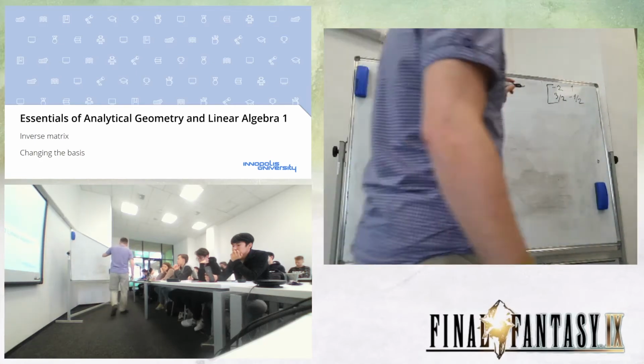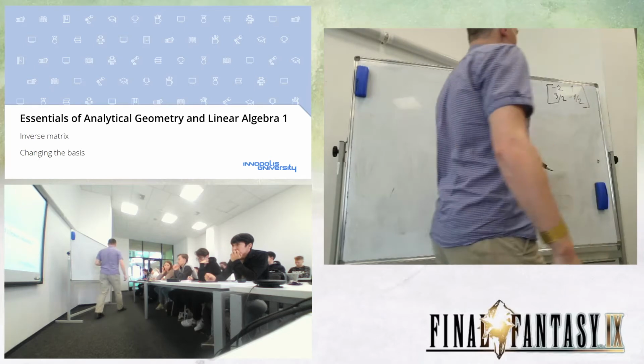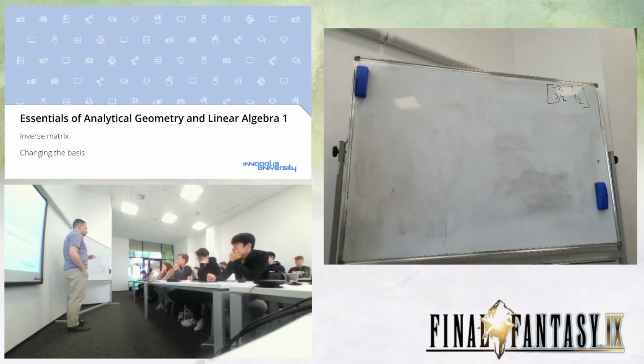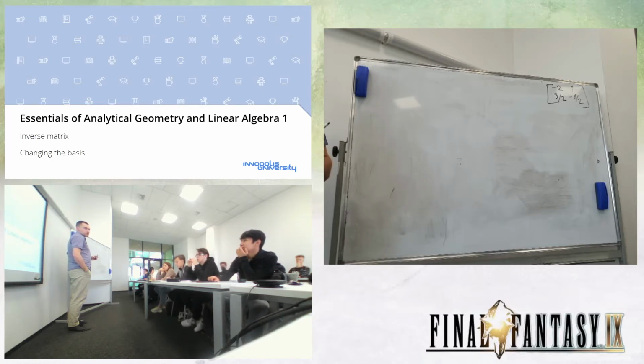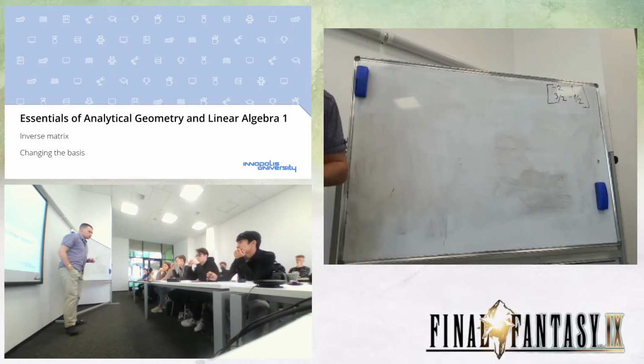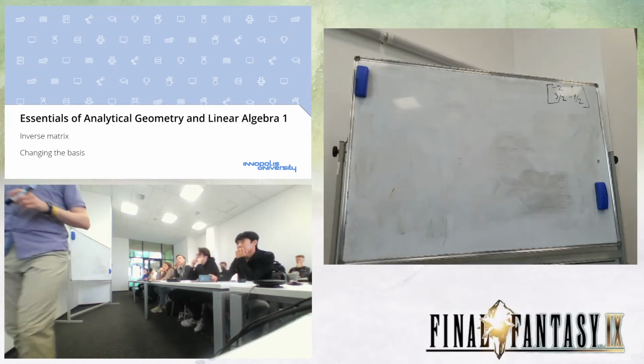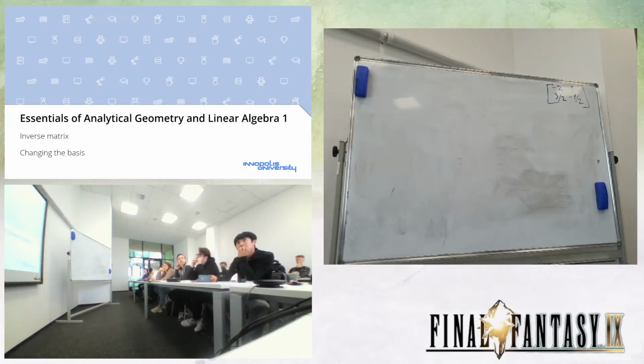Now we can see that, how many methods do you know about how to find the inverse matrix? 2. I know one, but there's 2. Okay, what do you know? Gauss, Jordan. Gauss elimination, and second one? No, actually it's called in Russian the method of accumulating minors. In English it's not a very popular method.